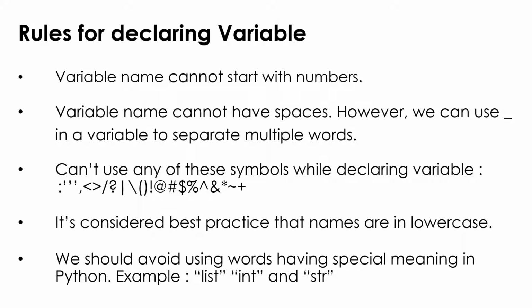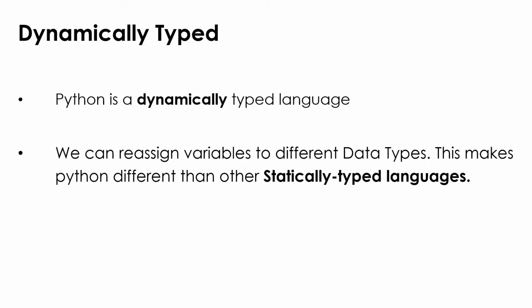Luckily we are using IDEs, and these IDEs will basically display the inbuilt keywords in a different color so that we can come to know that if we are declaring a variable, we should not use these inbuilt keywords as a variable name. Now let me tell you, Python is a dynamically typed language. We can reassign variables to different types. Basically these different types are the values that we can store. This makes Python different from other statically typed languages.